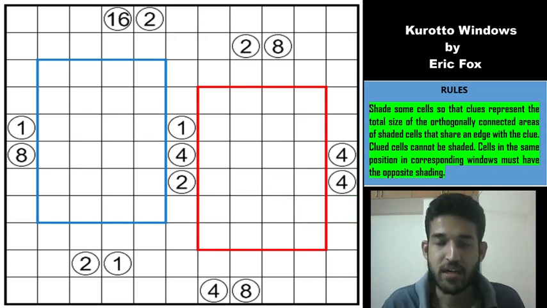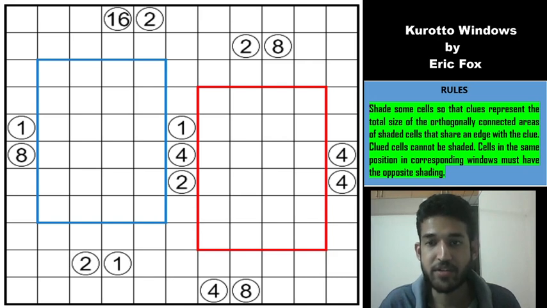And the next addition is that this is a variation of a Kurotto puzzle. Normally in a Kurotto puzzle, you will not have something like this. There are some rectangular shapes, right? Those are called windows. You will not see those in a Kurotto puzzle. But here this is a variant. Clued cells cannot be shaded. And cells in the same position in corresponding windows must have the opposite shading.